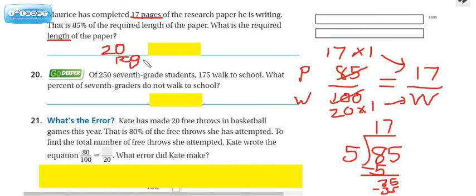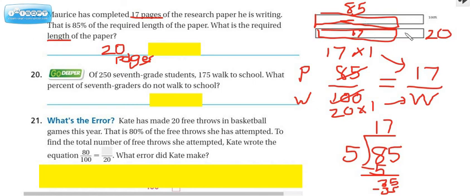Now, if you're using the tape diagram method, sometimes it's a good idea just to map things out. If you've completed 85% of the paper, that's pretty much almost all of it. And if 17 is the part, and 20 is the whole, that sort of makes sense. It's proportional. It fits the tape diagram.